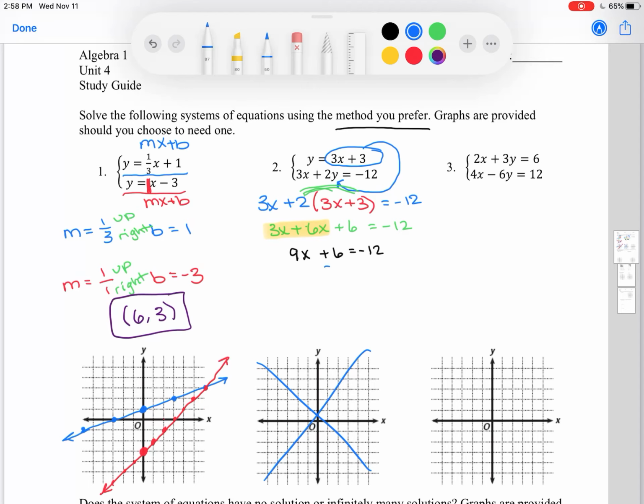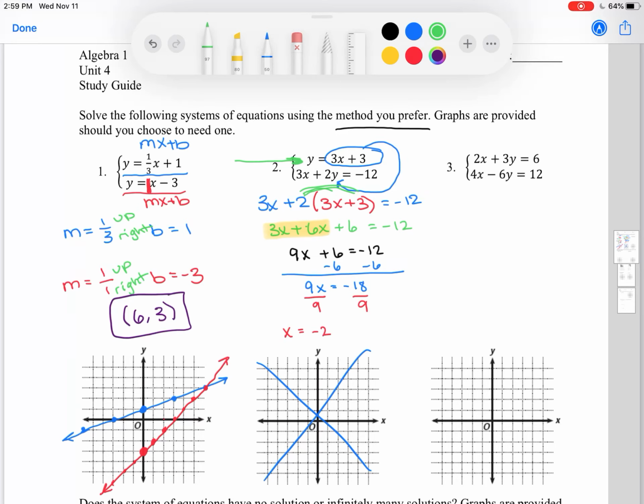Now I get to combine my like terms, and the reason I get to combine them is because they are on the same side. So a 3x and a 6x are going to combine to give me 9x. Plus 6 is still equal to negative 12. Continue solving for x. That's going to make me have to subtract a 6 to both sides, giving me 9x is equal to negative 18. Dividing both sides by 9 now, and you will see that x is equal to negative 2.